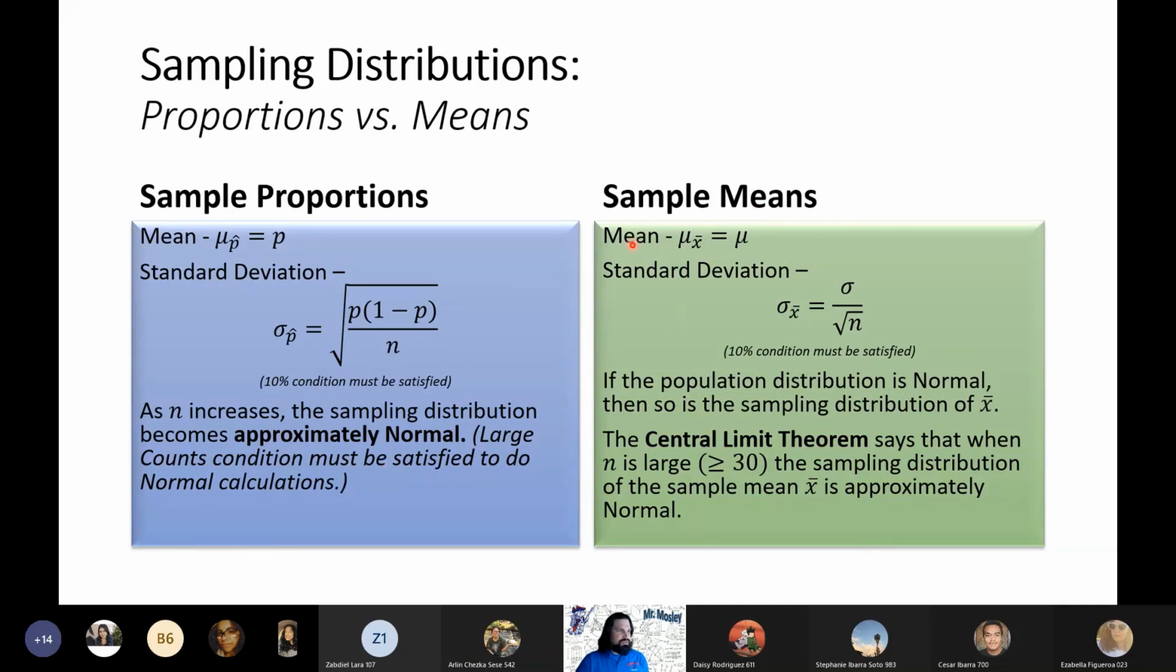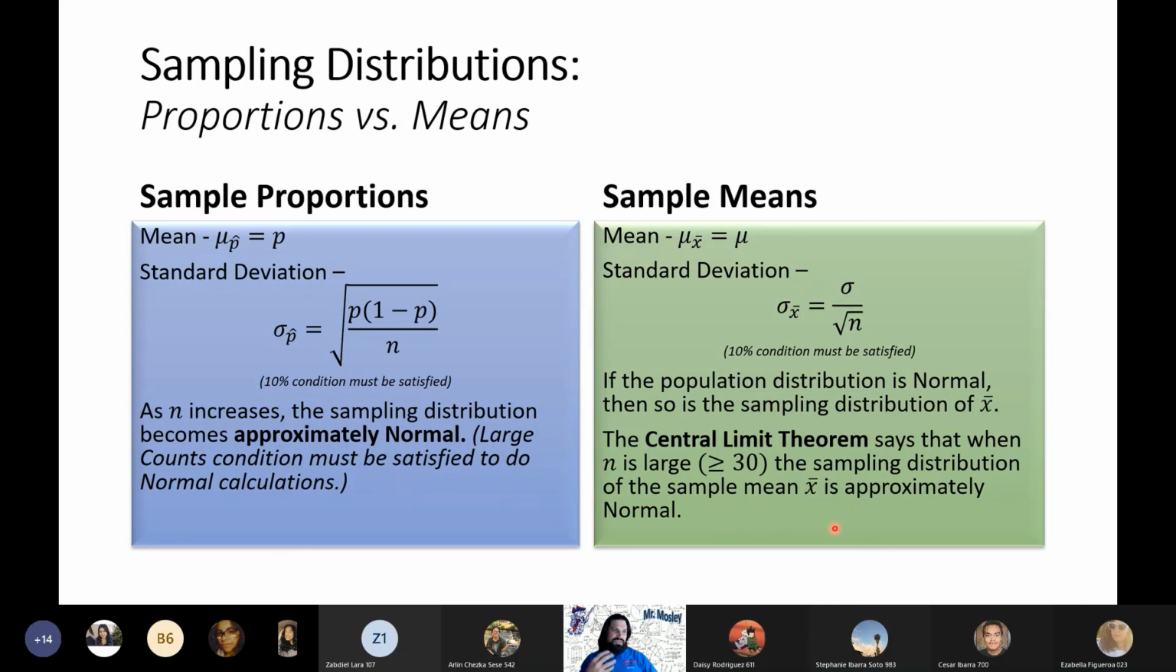Sample means, the mean of X bar is the mean of the population. They're unbiased statistics. And as long as the 10% condition is satisfied, the standard deviation is equal to the standard deviation of the population divided by the square root of the sample size. If the population distribution is normal, so is the sampling distribution of X bar. The central limit theorem says that when n is large, greater than or equal to 30, the sampling distribution of the sample mean X bar is approximately normal.